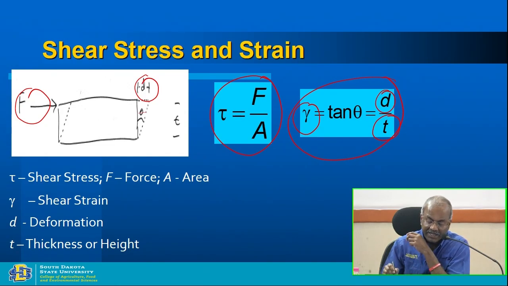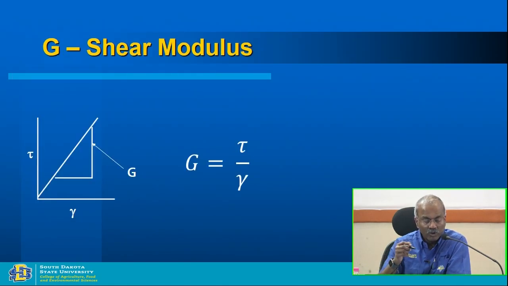Okay, let me correct myself. This T is not time, this is the thickness or height. So D is the deformation and this is the thickness or height, and from there you get the shear strain. Once you know the shear stress and shear rate or shear strain, you can calculate the ratio of the shear stress over shear strain. That is the shear modulus.